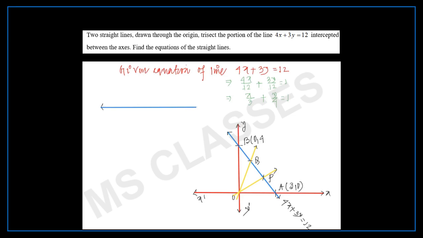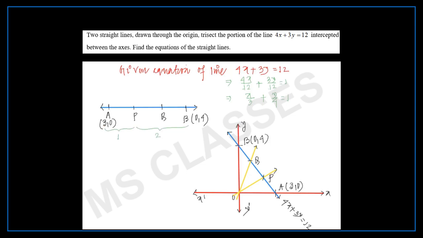So this is the line. Now A point is (3, 0). B point is (0, 4). Here we have the point P, here we have the point Q. Now we can say that AP is to BP will be 1:2, and from there we can find the point P.